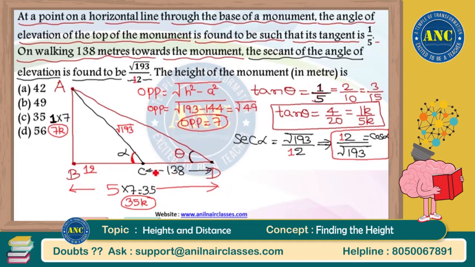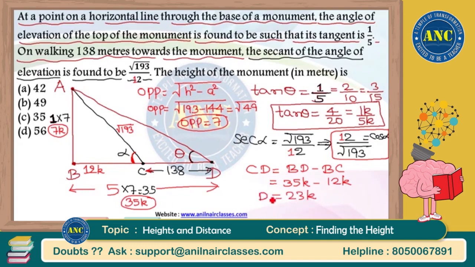That means this CD value, which is given as 138 in the question, is in fact 12k. No wait, this BC is 12k. That means the CD value is the total BD value subtract the BC value. BD value, the entire thing, is 35k. BC value is 12k. That means CD is 23k.